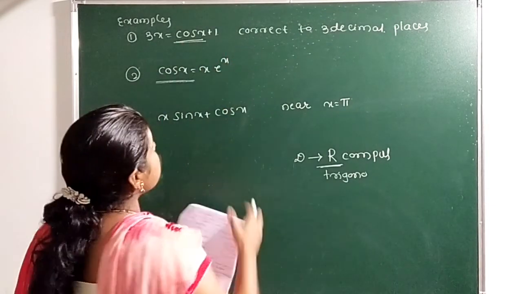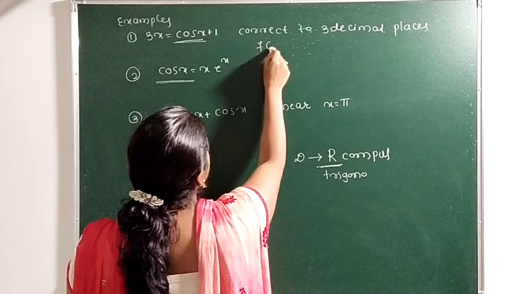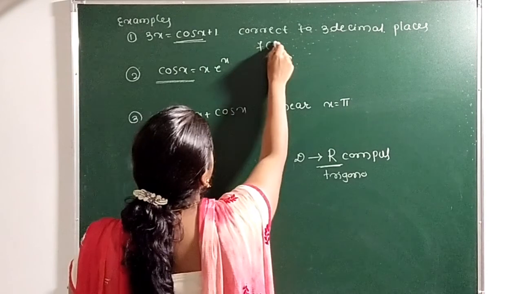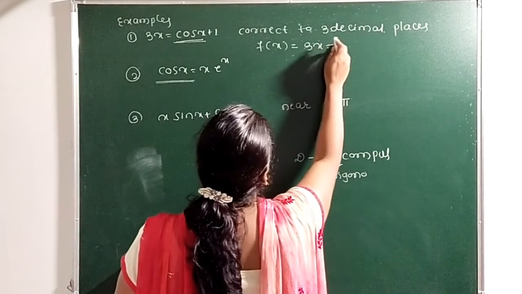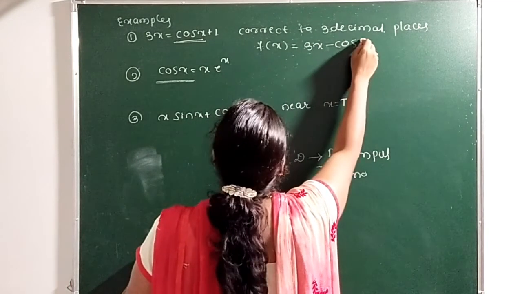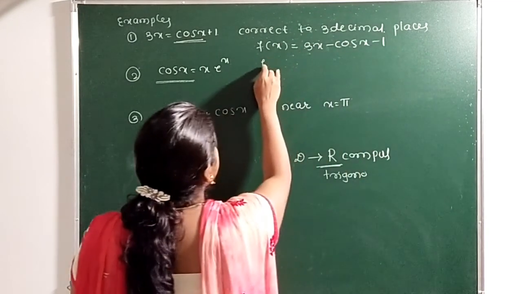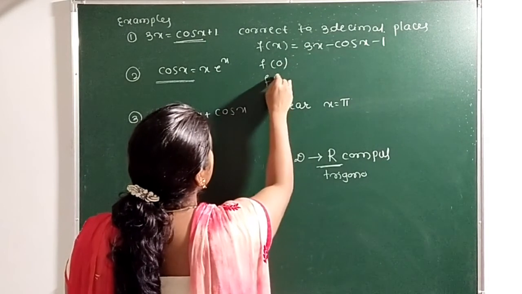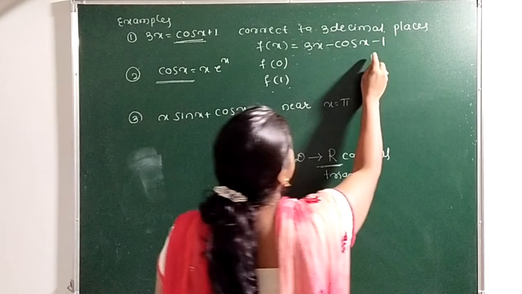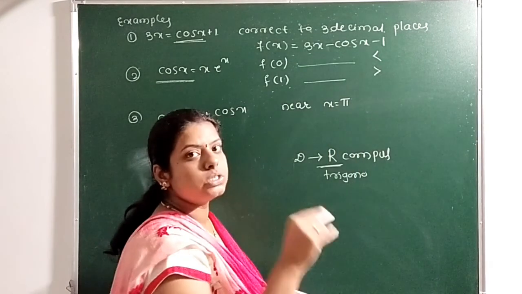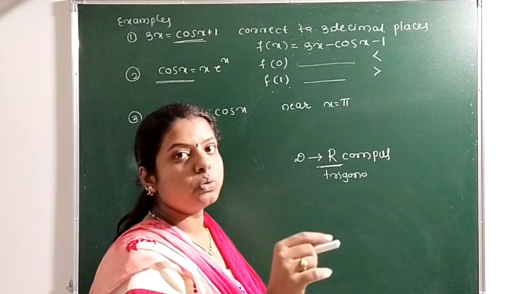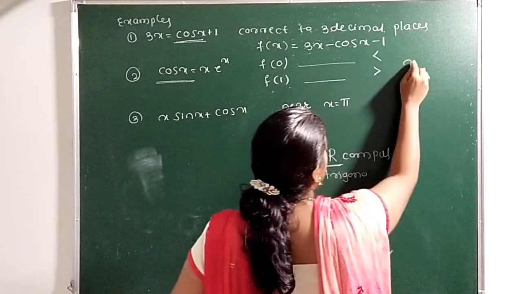Now, see, here they have not mentioned the nearer value. That's why you have to apply the same procedure. f of x is equal to, you have to consider 3x minus cos x minus 1. Again you have to substitute 0, 1 like that. Which one is nearer to 0? That may be a less than value, after that a greater than value. Among these values, whichever is nearer to 0, that value you have to consider as our x naught.